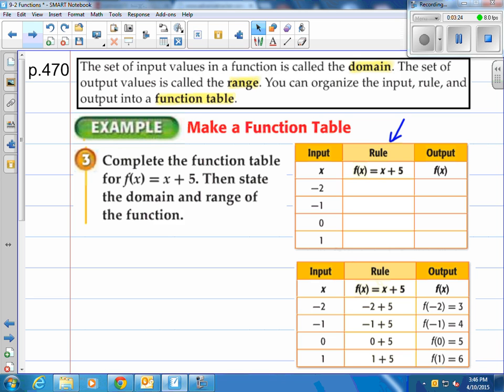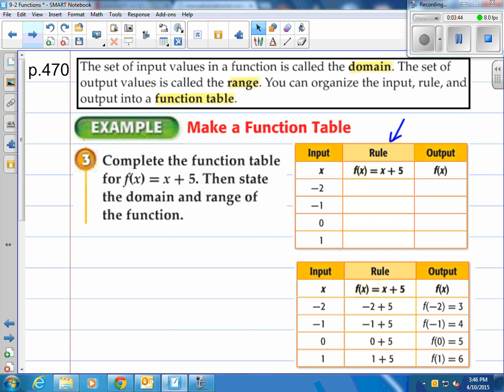All right, making a function table and actually completing one. Here's number 3. Complete the function table for f of x is equal to x plus 5. Then state the domain and range of the function. So we're going to talk about how you write the domain and range of a function. We'll take a look here. First of all, they created this table. You can see there's an input, there's an output, and in the middle is the rule. And you'll see how they use it down at the bottom there.